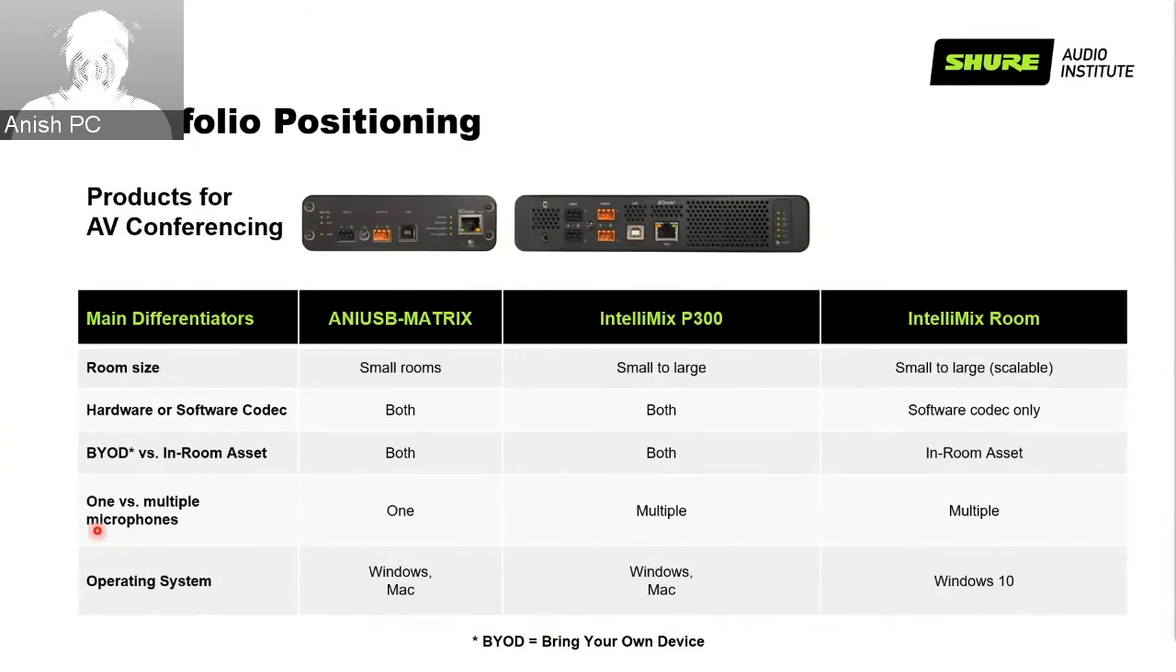When you compare one mic versus multiple microphones, the ANI USB matrix can handle one microphone, while the P300 and IntelliMix room can handle multiple microphones. Like the P300, IMX room is also scalable from small to large rooms. Something that makes IMX room more unique is that it is a software application that installs and operates on the same room PC, and it also runs as a Windows 10 service.